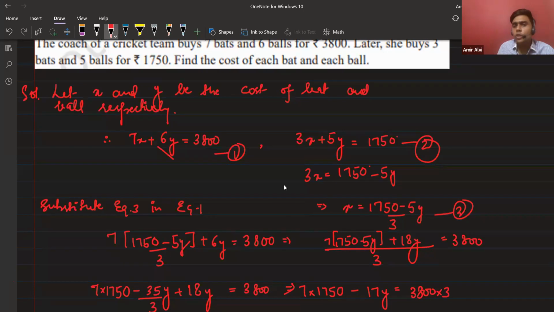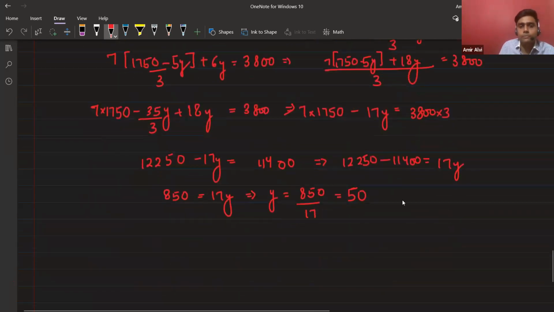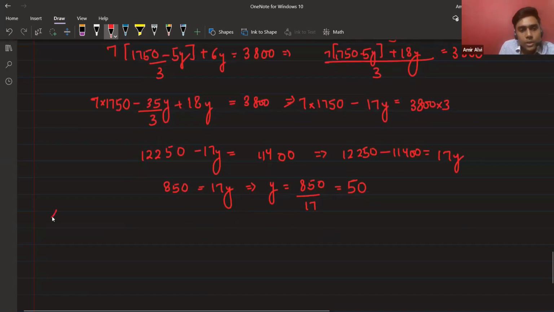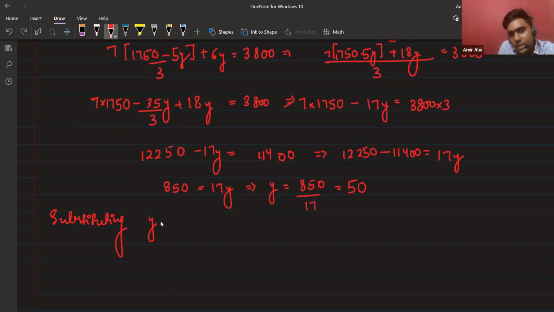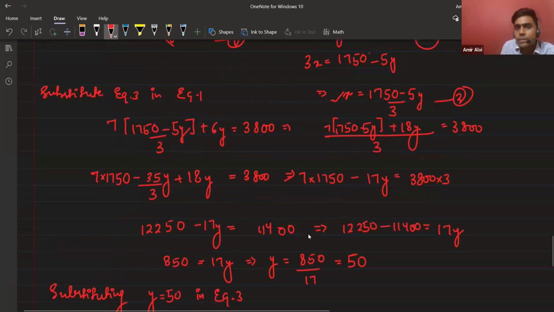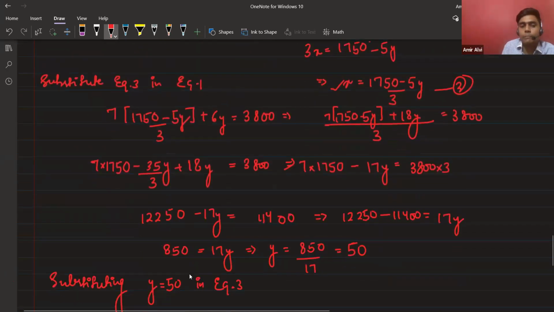So let's put this value in any of the equation. Let's put this value in third equation. Substituting y is equals to 50 in equation 3. So what is the equation? x is equals to 1750 minus 5y divided by 3. Is that the same equation, dude? Yes, it's the same equation.